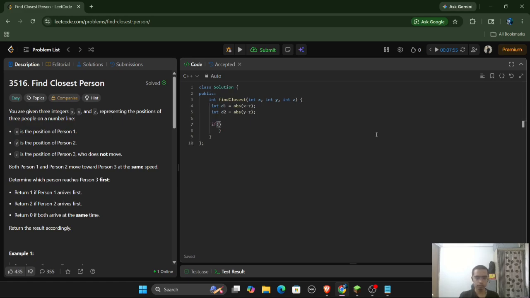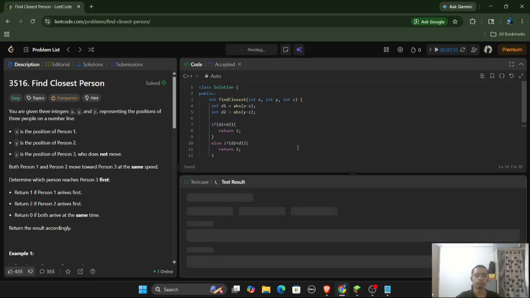Now if distance 1 is less than distance 2, return 1. Also, if distance 2 is less than distance 1, return 2. Or else both are the same, return 0. Let's check if it's working or not.